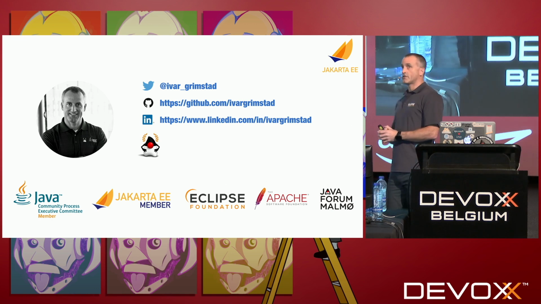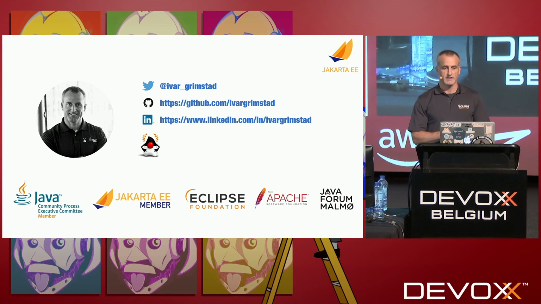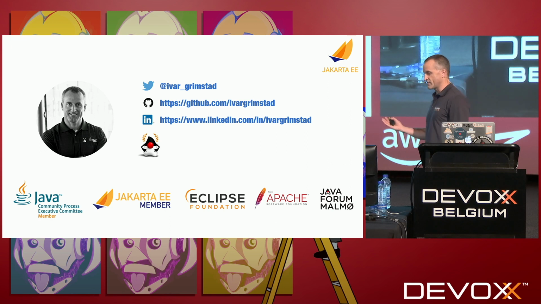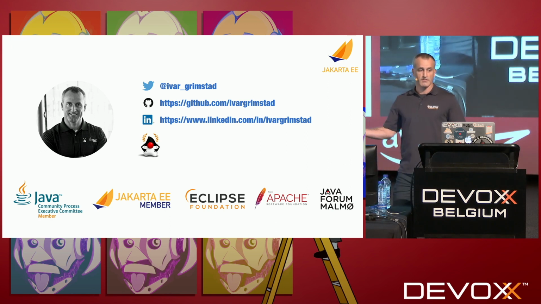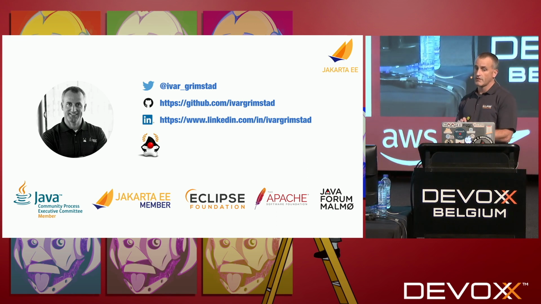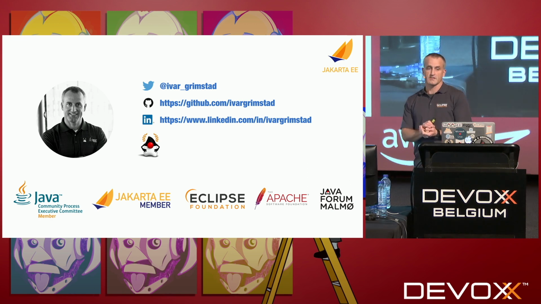I'm a member of the Java Community Process Executive Committee. I've been there for almost 3 years. Currently, I'm the alternate representative for Eclipse Foundation there. So I'm involved in the JCP. I'm also involved in the Jakarta EE Working Group, where I'm in the specification committee, and I'm also in the PMC for the EE4J project, which is the project where the technologies for Jakarta EE are developed.